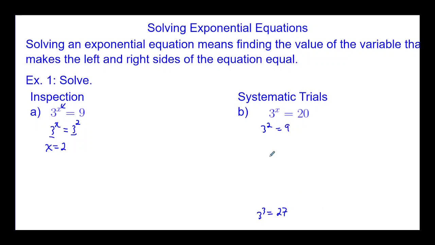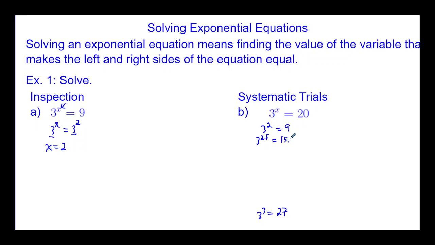And that number's too big, so I need to go somewhere in the middle. So I'm going to start halfway in the middle. I know that the answer is probably closer to 3 than it is to 2 because 27 is closer to 20 than 9 is. But I'm going to go smack dab in the middle just to see. So 3 to the 2.5. If we type that into our calculator, we'll get approximately 15.6.